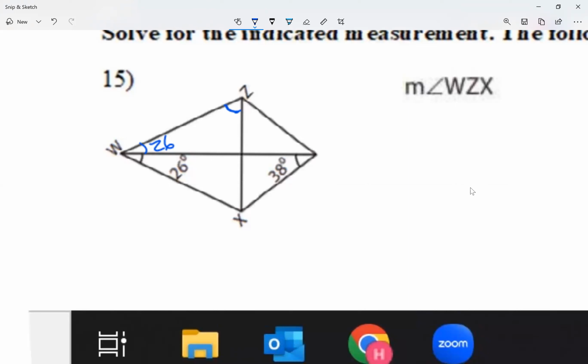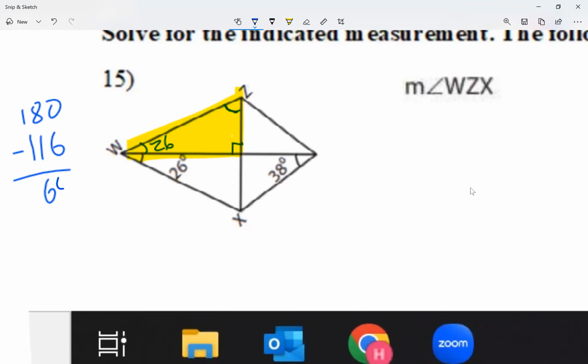I know this angle here is 90. I'm looking at a triangle. From that triangle, I know two angles, so I should be able to figure out the third one. When I combine the two angles that I know, 90 and 26, that's 116. Let me subtract that from 180. That happens to be 64. So this angle right here is 64. So my answer, the measurement of angle WZX, is 64 degrees. I'm just going to write 64.